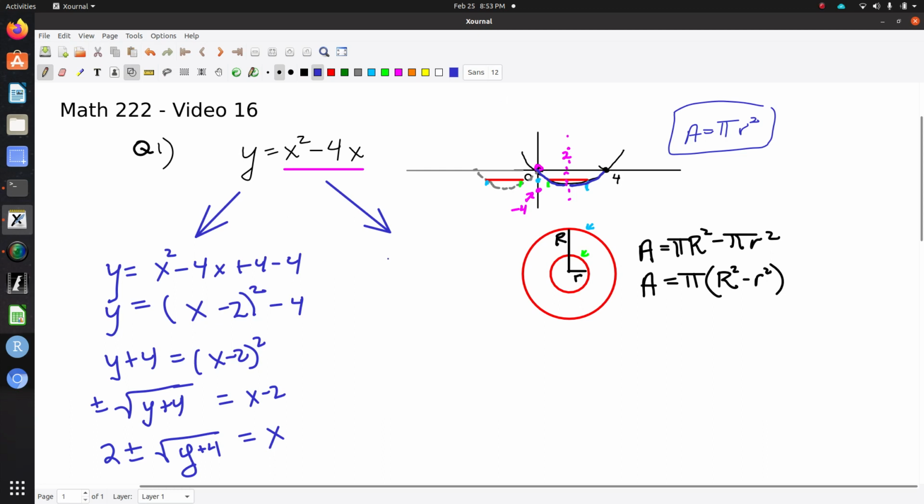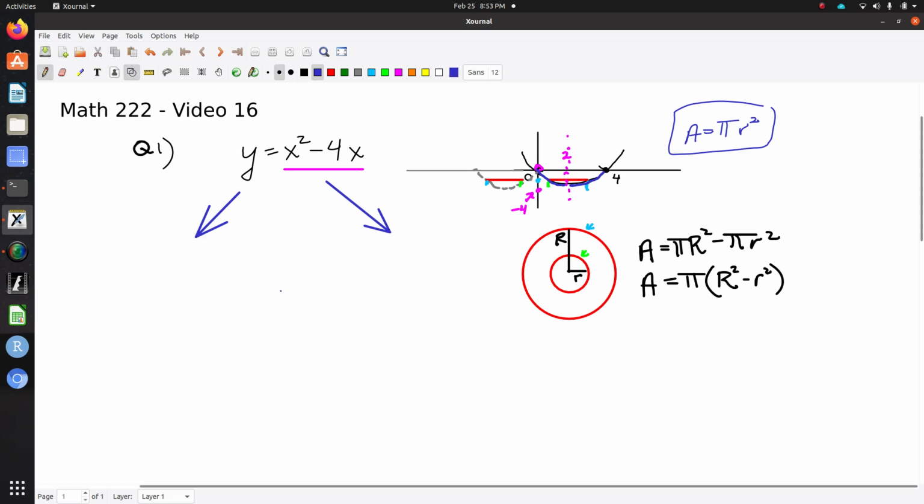And the other option you would have is using the quadratic formula, believe it or not. So for a moment, I'm going to erase this to make it easier to see what's going on. All right, so I'm going to say 0 equals x squared minus 4x minus y. And you're like, how did you do that? Well, I just did it.